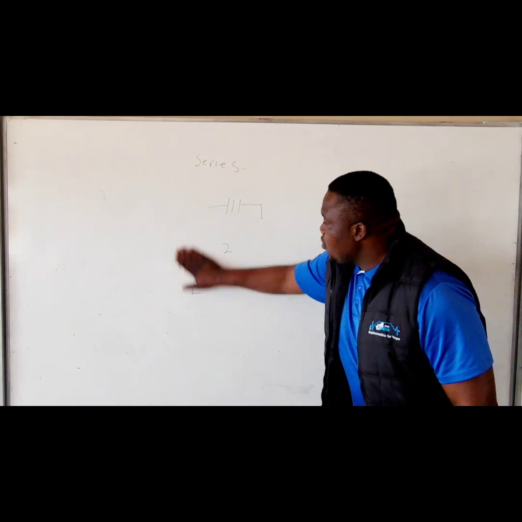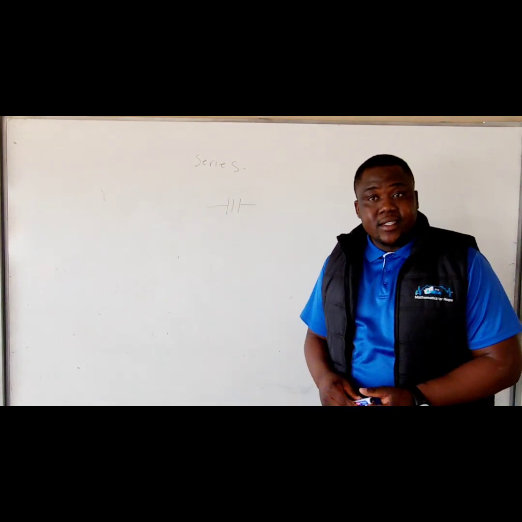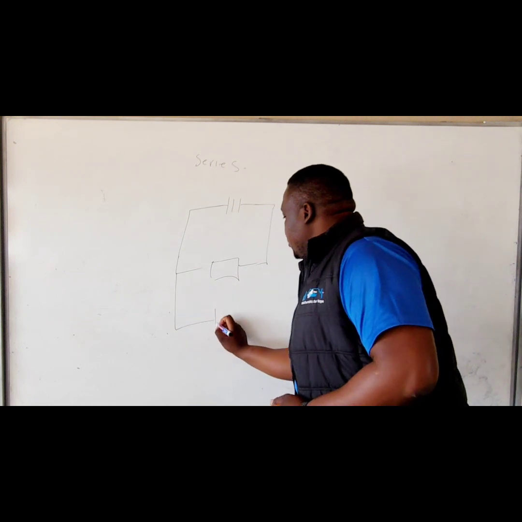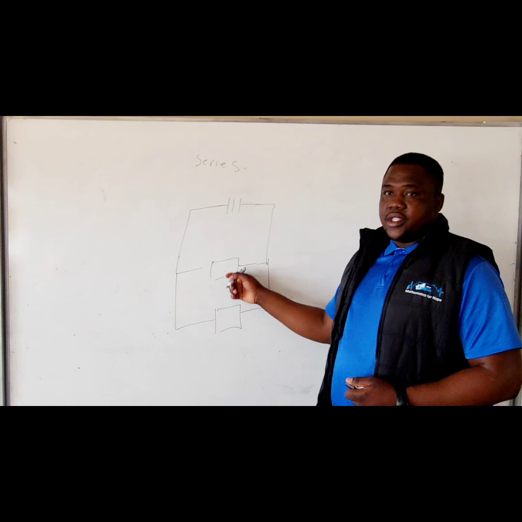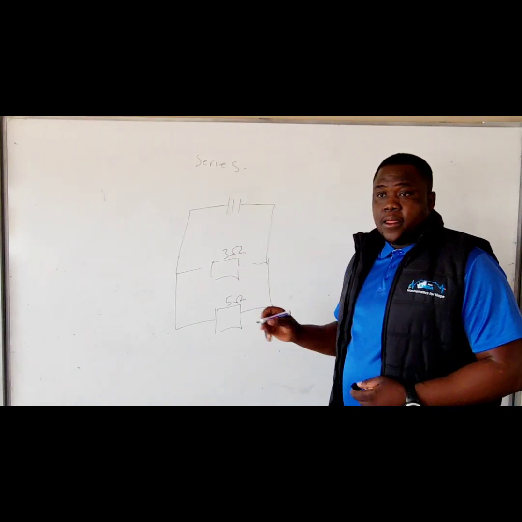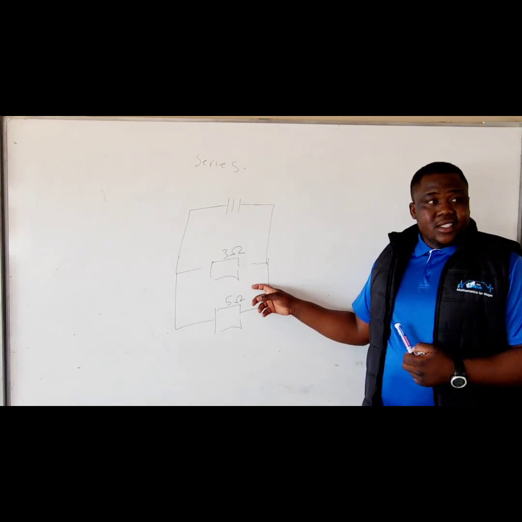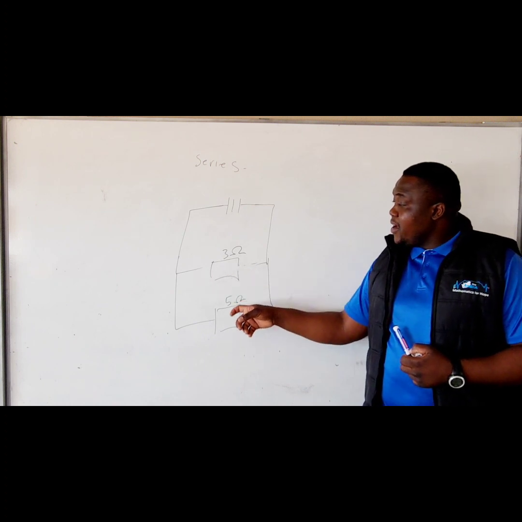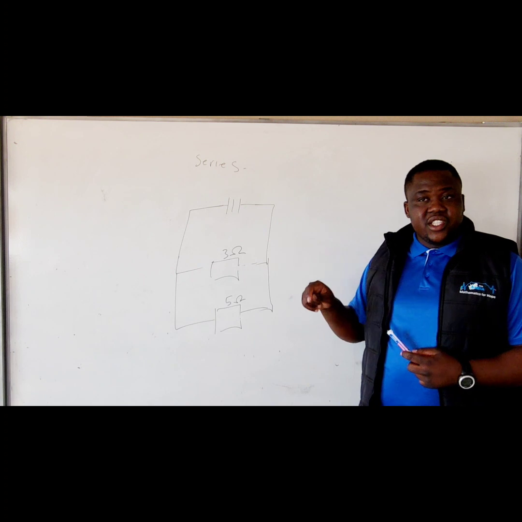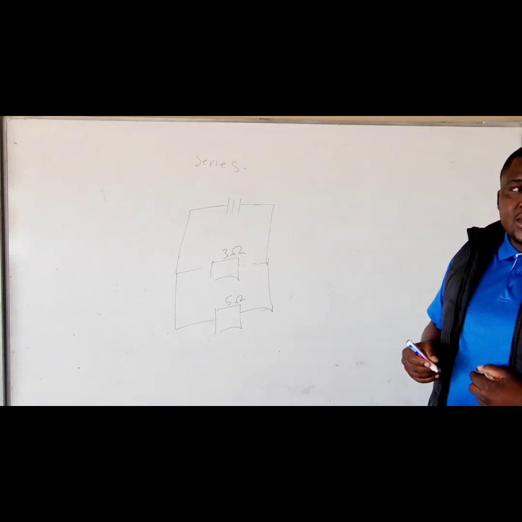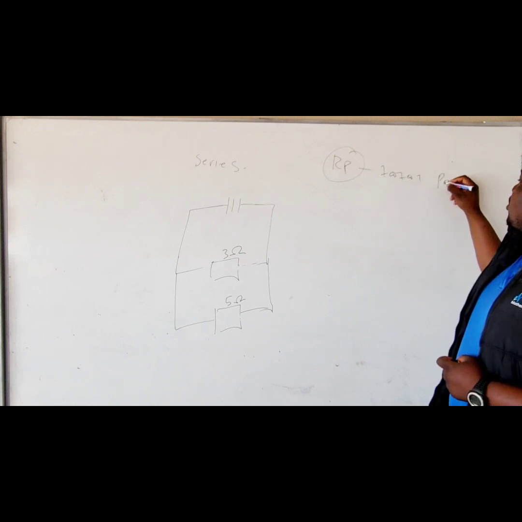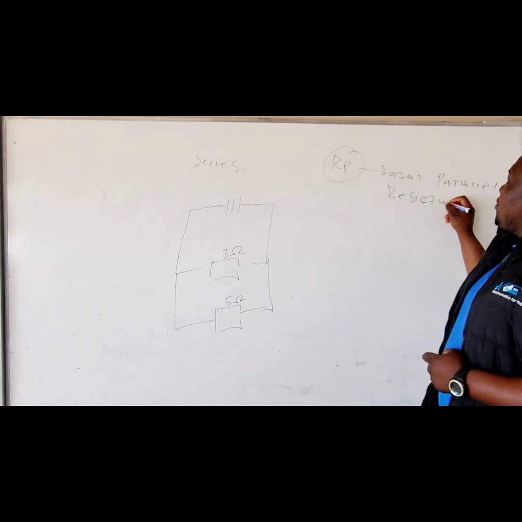But when we want to find the total resistance in a circuit which is connected in parallel, just like this one, you can see that these two resistors are parallel. Let's say this is 5 ohms. This one is 3 ohms. So, if we want to find the total resistance, since this connection is parallel, we will not say 3 plus 5. It is incorrect. That's not how we do it in a parallel connection. In a parallel connection, in order for us to calculate the total resistance, that total resistance is what we call RP. RP is the total parallel resistance.